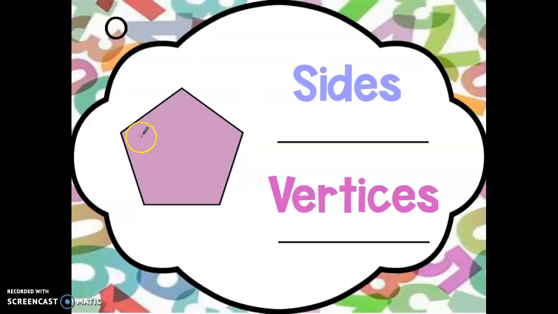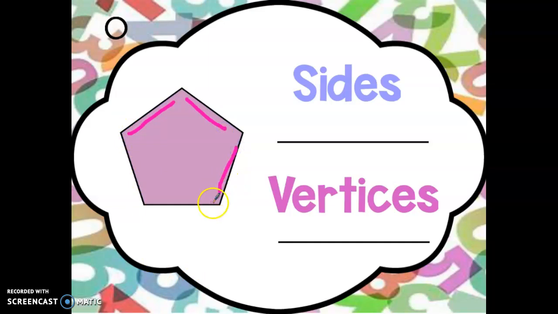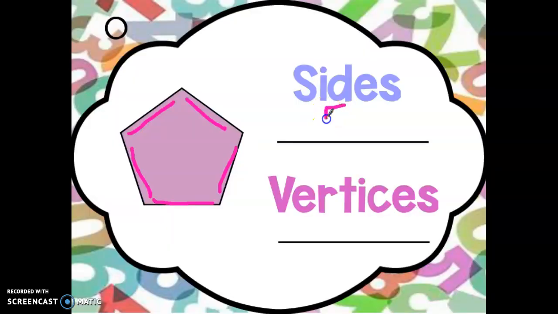And this shape is a pentagon. Say it with me. Pentagon. A pentagon has 5 sides. Count with me. 1, 2, 3, 4, 5. 5 sides. Can you guys say pentagon? I want to hear you. Pentagon. Very good. Now let's see how many vertices or corners this pentagon has.